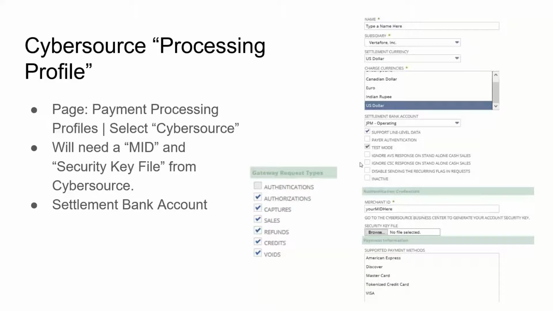AVS and CSC are things that, if you're implementing credit cards, you're going to know about. Basically AVS stands for address verification, and CSC, which I believe is also CVV, is that 3 or 4 digit security number on the back of the card. You can tweak NetSuite's behavior as far as whether you require AVS or CSC for the transaction to go through.